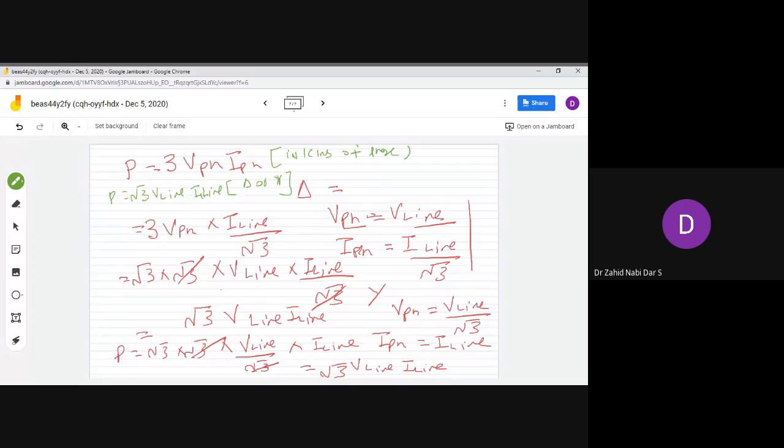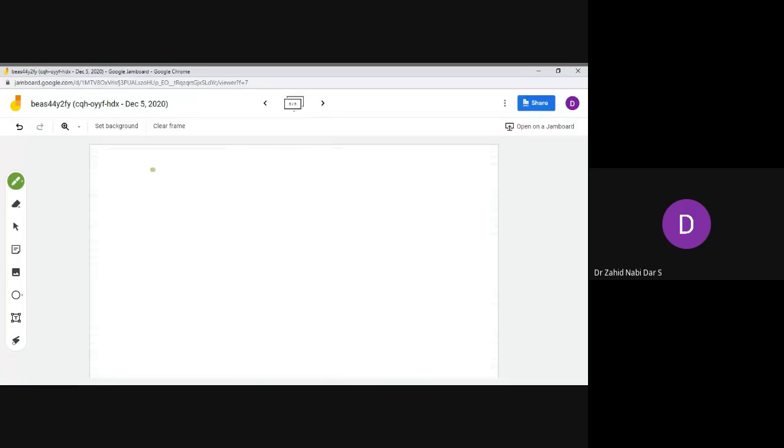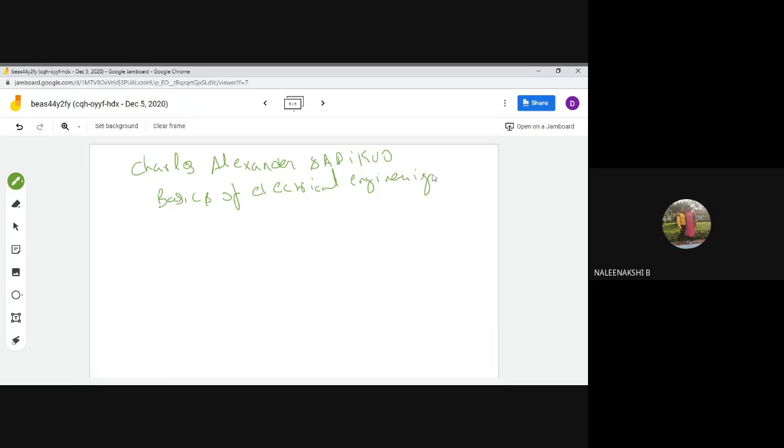And from where it comes, the three phase. I think you all need this. I will share one book, so you just go through it. I'll put in Charles Alexander Sadiku. In this book, the basics of electrical engineering are explained very well. The basics of electrical engineering have to be very good, along with units and dimensions and other things. So let me give you one question.